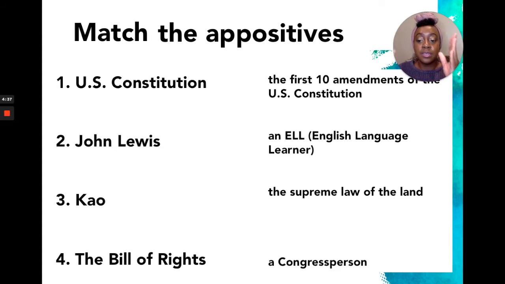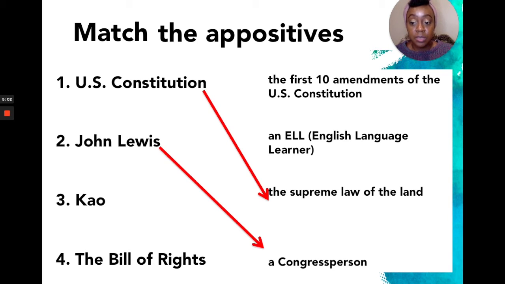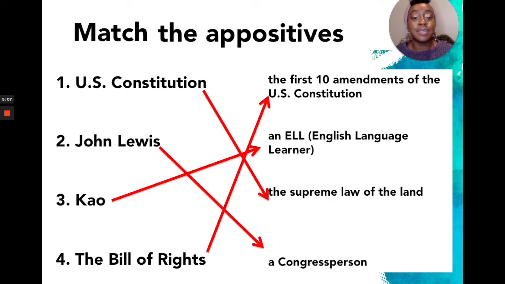Practice number 2, we are going to match our appositives. So I have a list of subjects here and I want to match them with appositives that either rename or just give more information. Okay, let's start with number 1, U.S. Constitution. The U.S. Constitution, the supreme law of the land. Number 2, John Lewis, a congressman. 3, cow and L. And last one, 4, the Bill of Rights, the first 10 amendments of the U.S. Constitution.